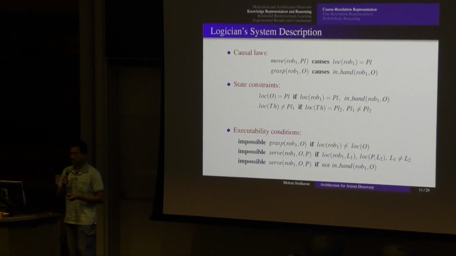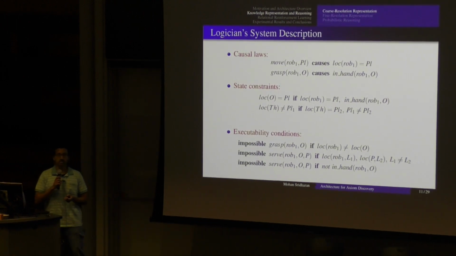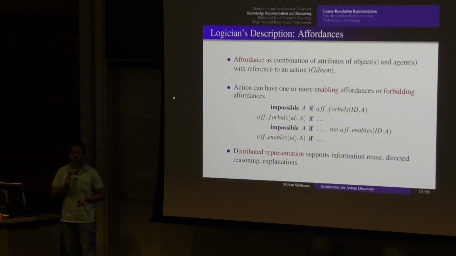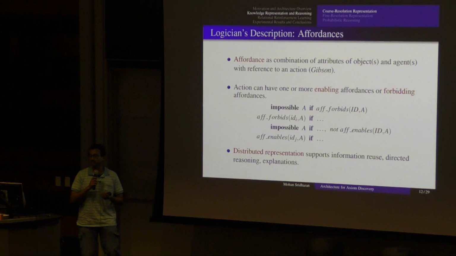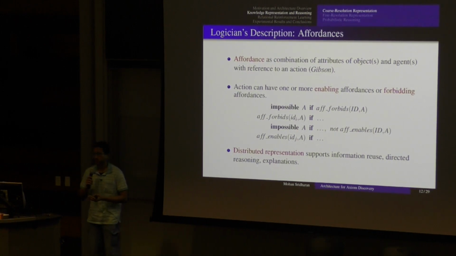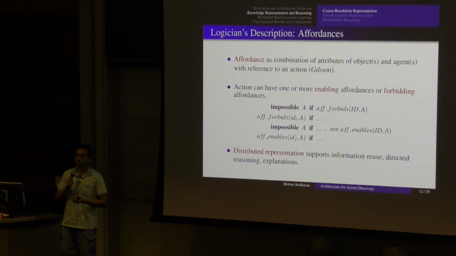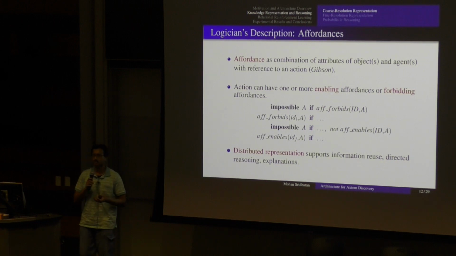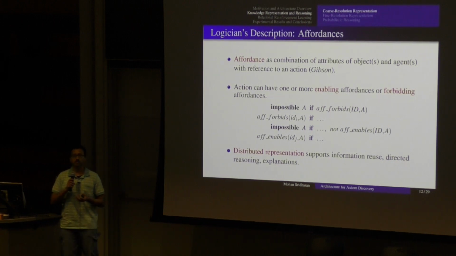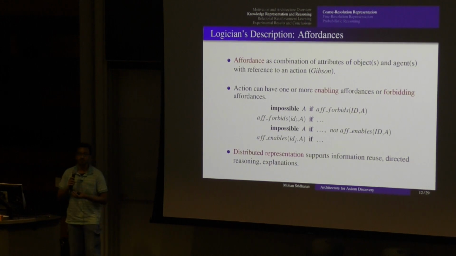Now the thing to do then is to say I also have to talk about action capabilities, right? And to do that, we consider affordances or action capabilities as a combination of attributes of objects and agents, with reference to a particular action. So for each action, we have a distributed representation. Each action can have one or more enabling or forbidding affordances. For instance, the first statement here, the way to read that is to say a particular action is impossible if there is a particular set of relations that forbid that action from taking place.